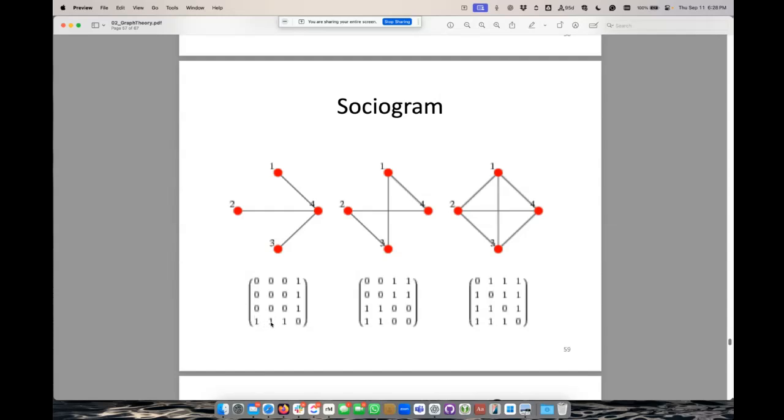Individual 4 also connects with individual 3. Individual 4 connects with individual 2. And since it is an undirected graph, you will find that it's a symmetric matrix. So the same relationship exists on the column as they did on the rows, right? So this is again very similar to what we call an adjacency matrix, but social scientists call it a sociogram.